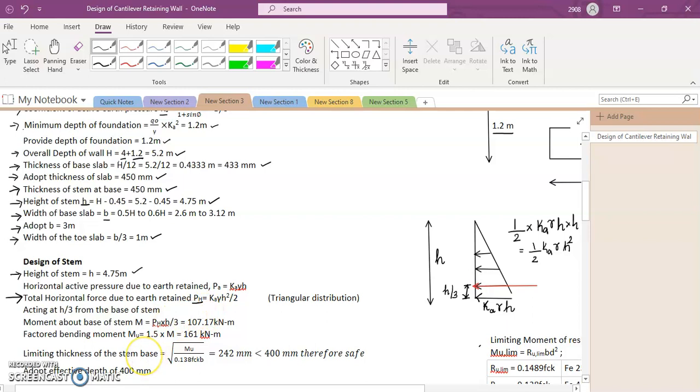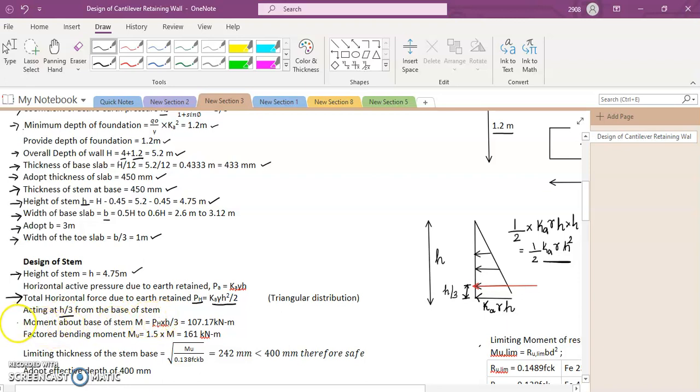Sometimes when the embankment is not horizontal at top and it is at some given angle, there will be two components, PH and PV. But since in the problem it is mentioned here that it is a horizontal embankment, we'll have only the horizontal component. So this is the same formula I have just derived here. It is a triangular distribution and it is acting at h by 3 from the base of the stem.